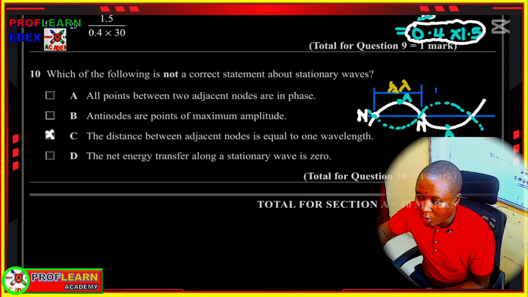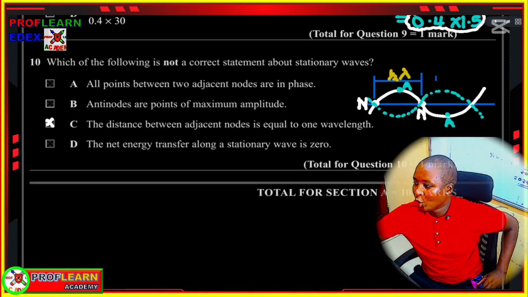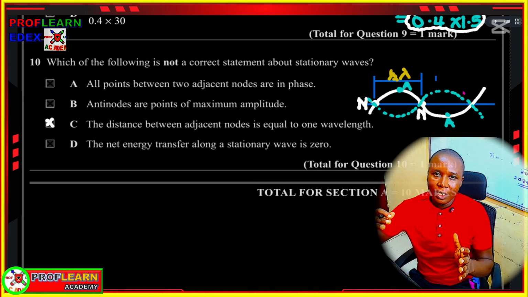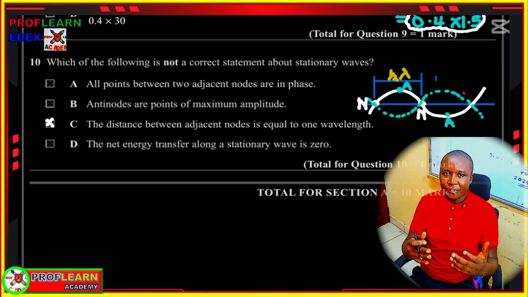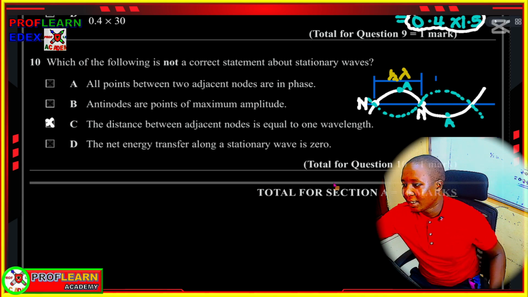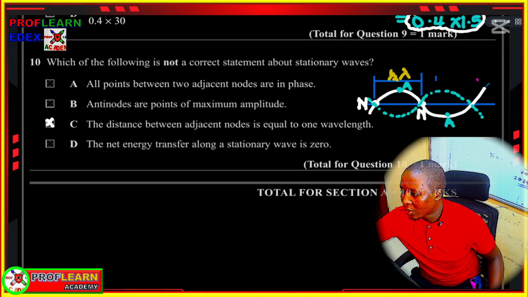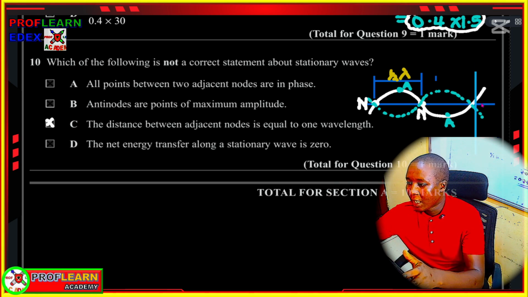Then moving to question number 10, which is going to mark the end of the multiple choice section: which of the following is not a correct statement about stationary waves? Something that we need to put into consideration is that a stationary wave is formed when two waves of the same frequency and same amplitude interfere, but the two waves must be traveling in opposite directions. So for instance, if we have a wave traveling in this direction to meet an obstacle, it will be reflected, and then it will follow that path backwards.